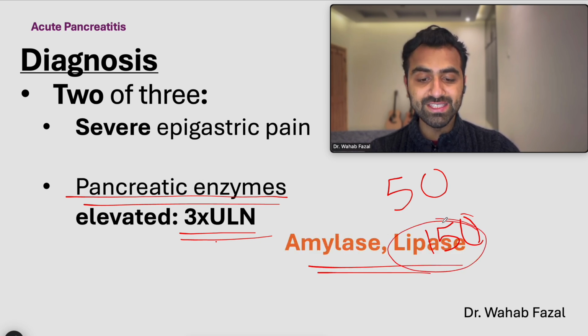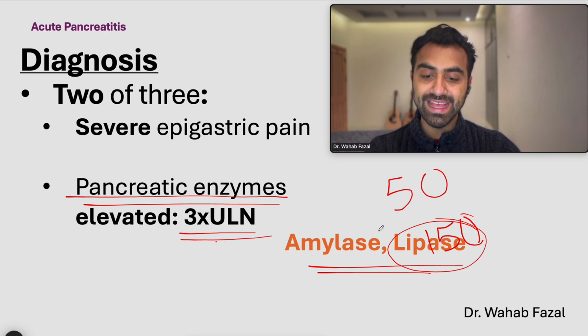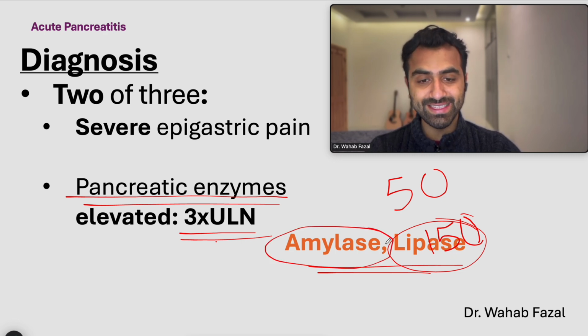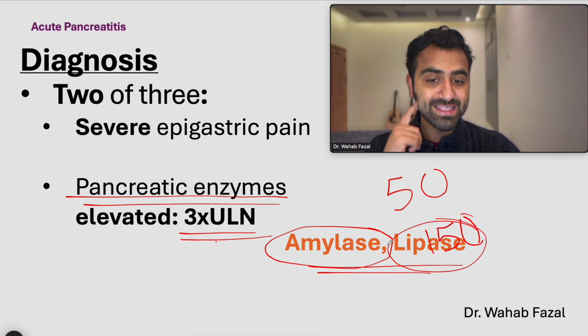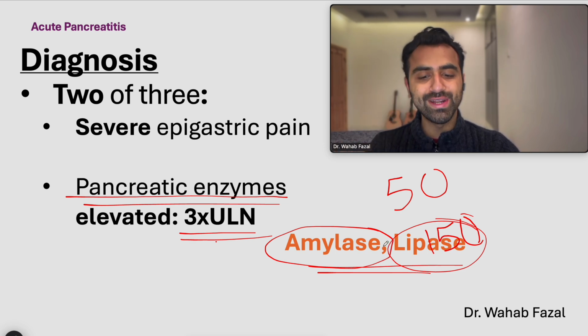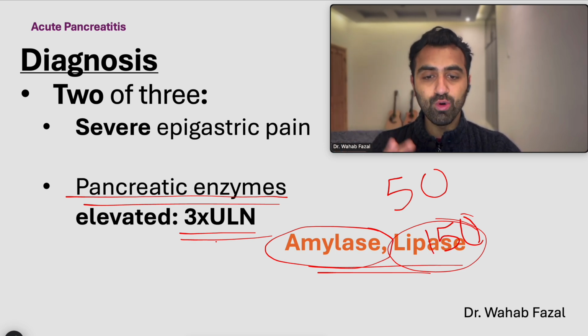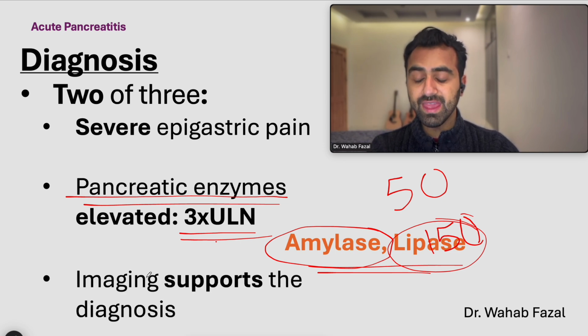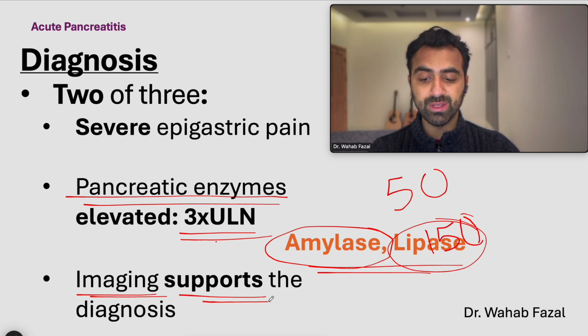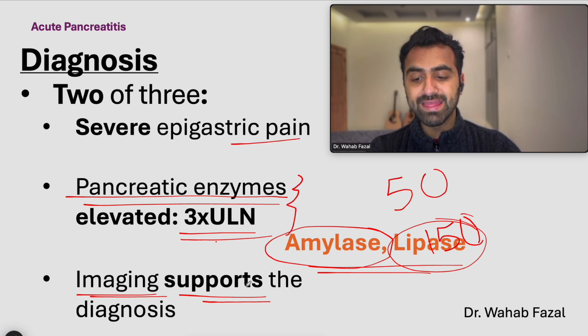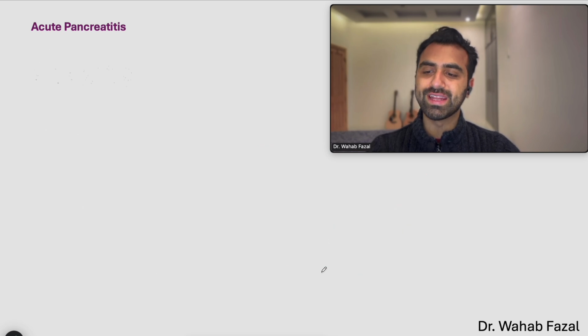Remember, lipase is more specific for pancreatitis. Amylase can also be raised when something is going wrong with the salivary glands, because the salivary glands also release amylase. Lipase is more sensitive and specific for acute pancreatitis. Imaging. And the third criterion is imaging that supports the diagnosis of acute pancreatitis. So you need at least 2 out of these 3 criteria. You get that severe epigastric pain, a raised pancreatic enzyme, and then imaging needs to support the diagnosis.